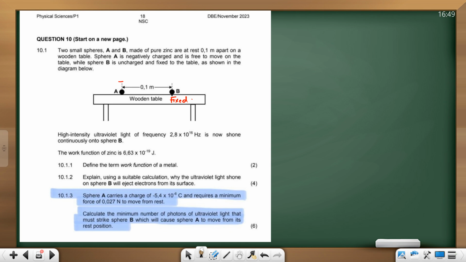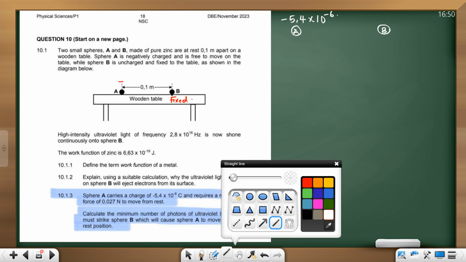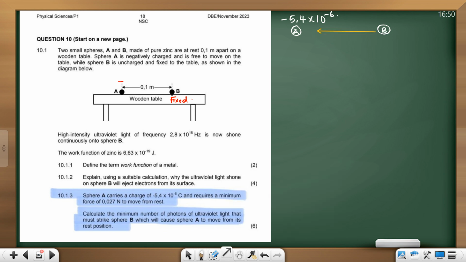I see that we're dealing with charges, right? Good. So we have A, and we are given the value of A as negative 5,4 times 10 to the power negative 6. We have B, and B is throwing out electrons, which must collide with A. We want A to move. And we said the minimum force that this must have to move must be 0,027 newtons. What are we looking for?